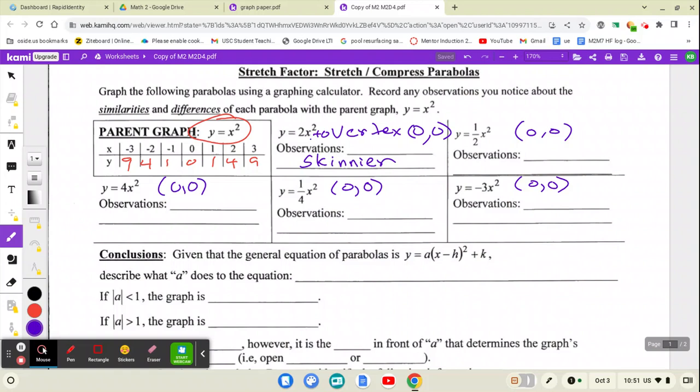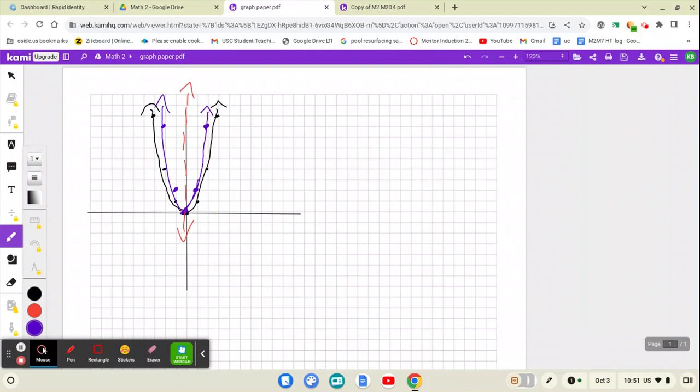The next one, moving straight along, because I've got to go quickly. It's a recording. You can always pause. I'm going to do the next one, which is y equals 1/2 x squared. So go to my worksheet. Remember, the vertex is 0, 0. I'm going to switch colors. We'll go with yellow.